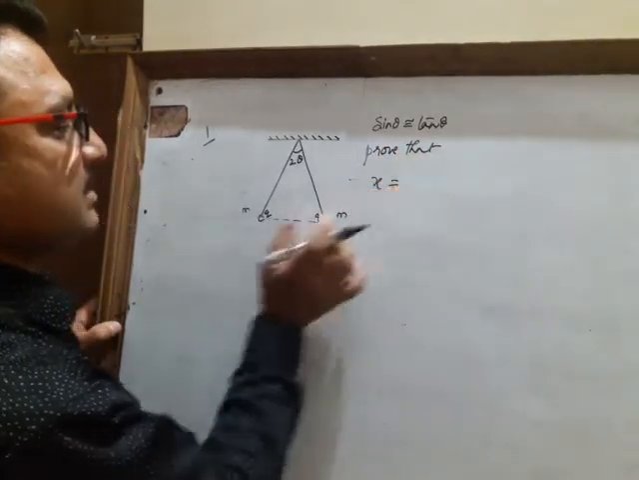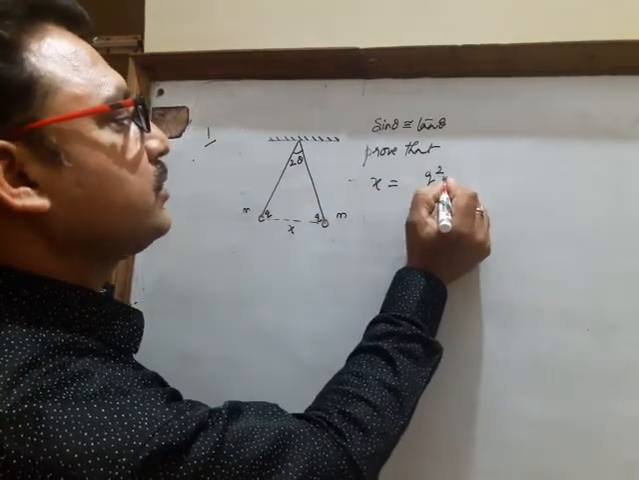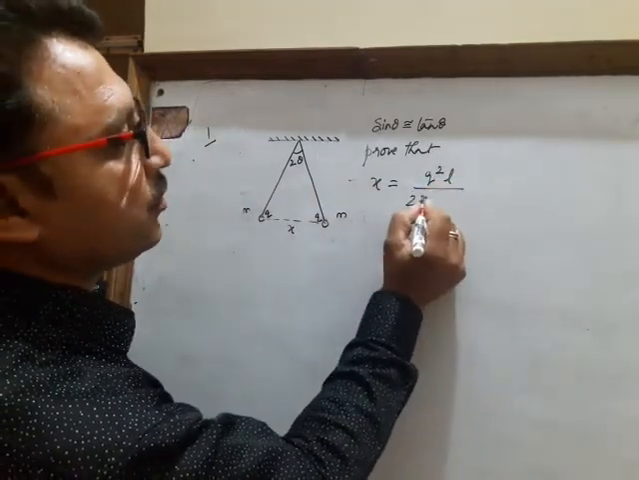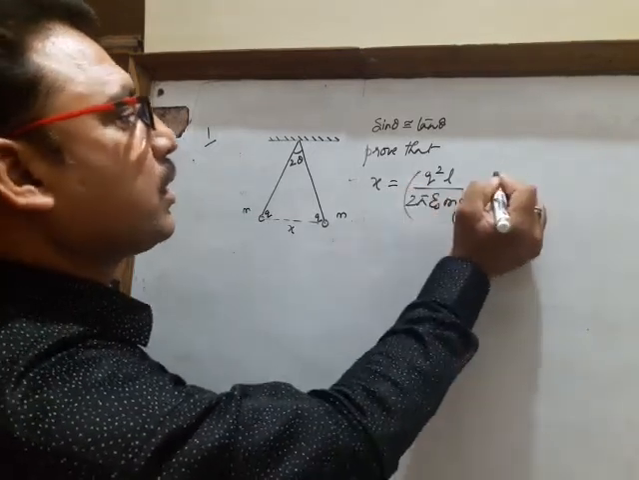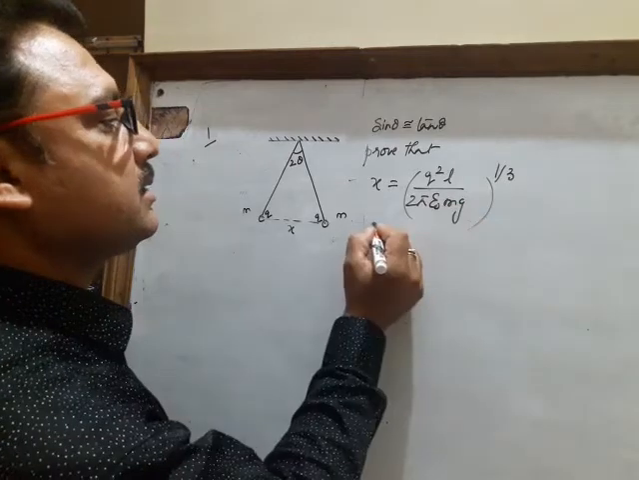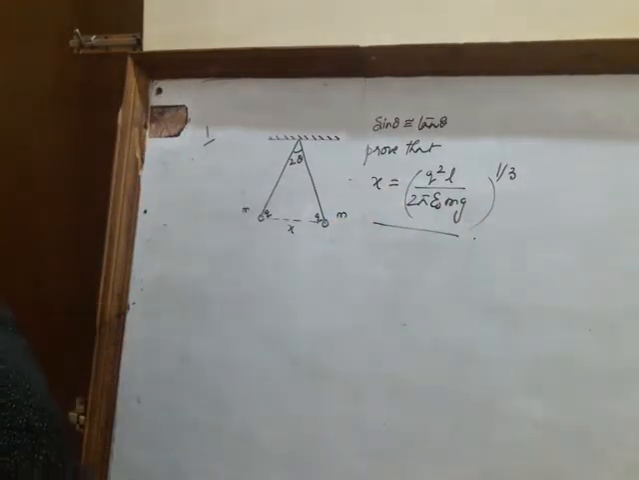this distance x between the two charges is equal to (q square L upon 2 pi epsilon naught mg) whole to the power 1 by 3. This you have to prove. This is a very good question based on Coulomb's law.